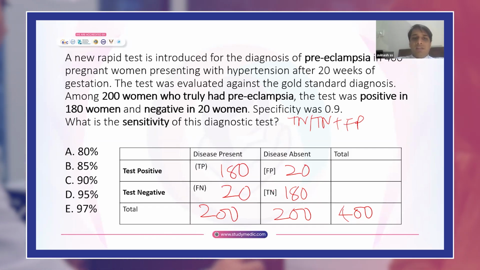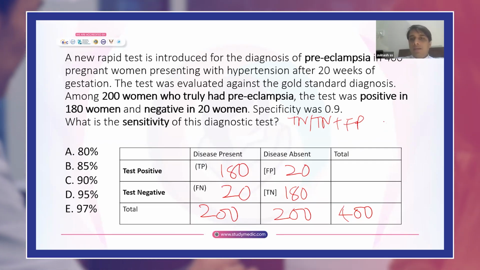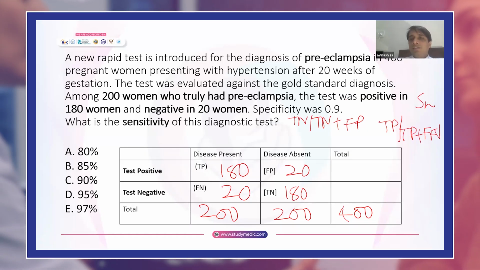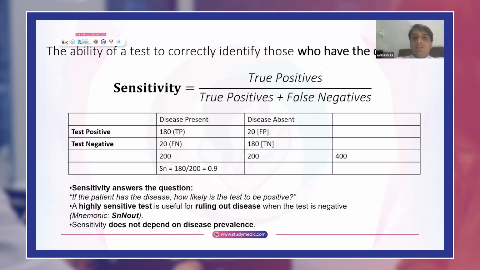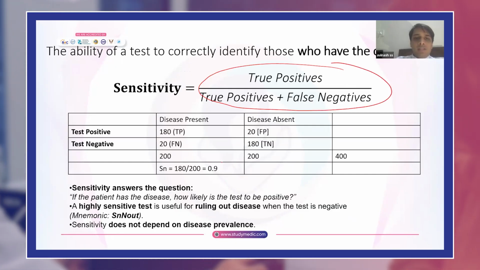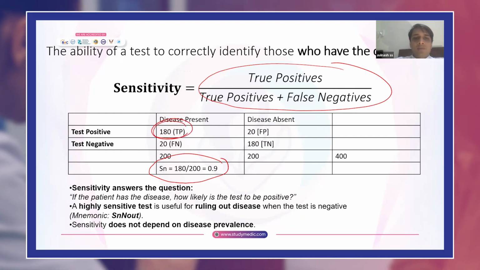Once we fill all this, we can calculate the sensitivity as true positive divided by true positive plus false negative. This is the sensitivity and this is the specificity. So once we fill the 2 by 2 table, we can calculate this as true positive by true positive plus false negatives. That is 180 by 200, equal to 90%. That means out of those who have the disease, how many tested positive?